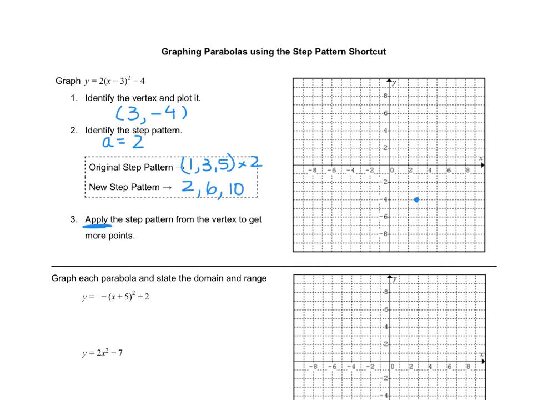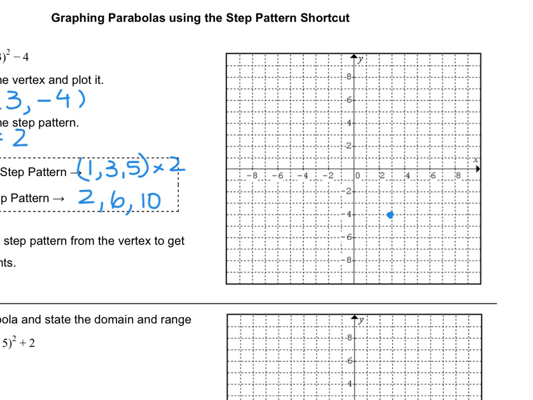So we're going to now apply this step pattern to the vertex. Now when you're applying your step pattern, remember your right-left movement is always by 1 unit. It's your up-down movement that relies on the step pattern. So let's try this out. From the vertex, I'm going to go to the right one, up 2, because that was my first step. Now I have to go to the right one, up 6. Here we are. And then we would go to the right one, up 10, but that doesn't fit on my page.